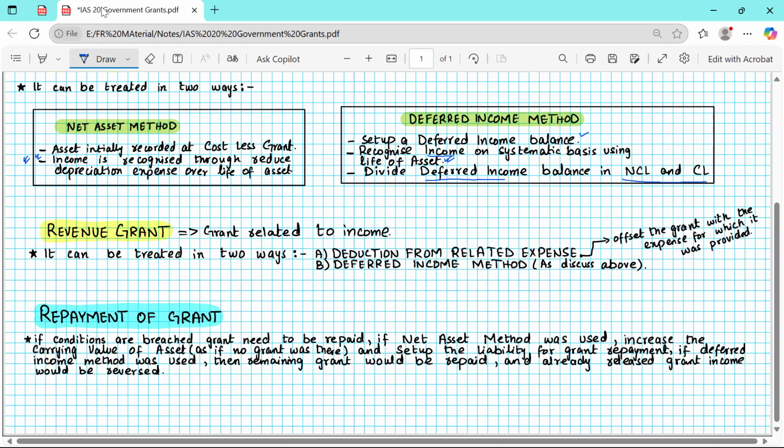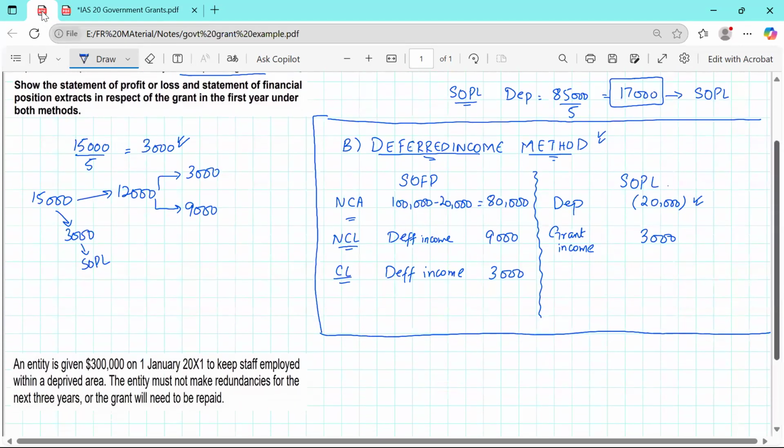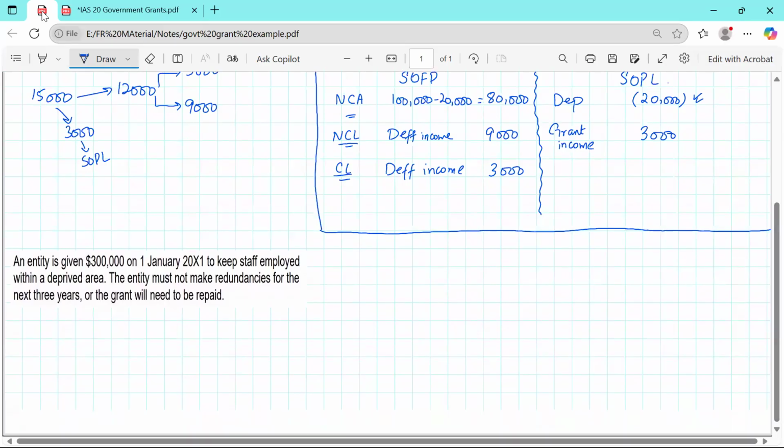Now, there are two ways in which a revenue grant can be treated. The first one is deduction from related expense. Whatever the expense for which the grant was given, deduct the grant from there. And the second one is the deferred income method. Now let's understand this with an example. An entity is given 300,000 to keep staff employees within a deprived area. The entity must not make redundancies for the next 3 years.